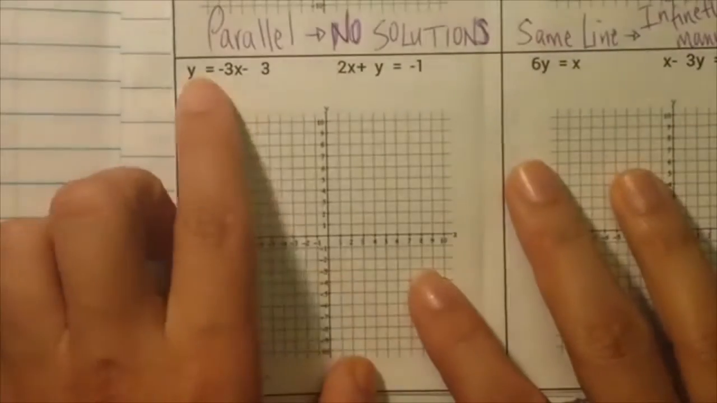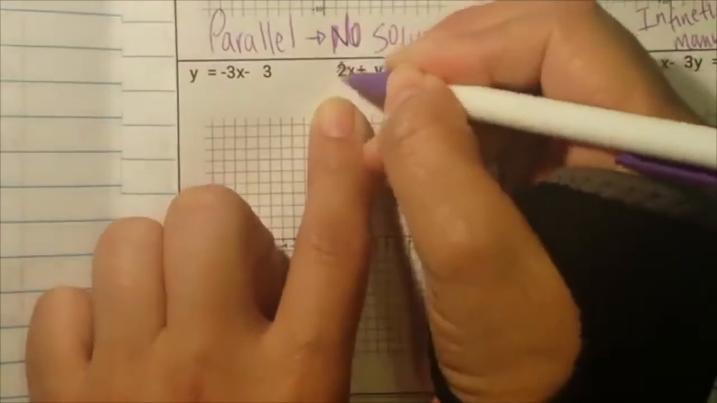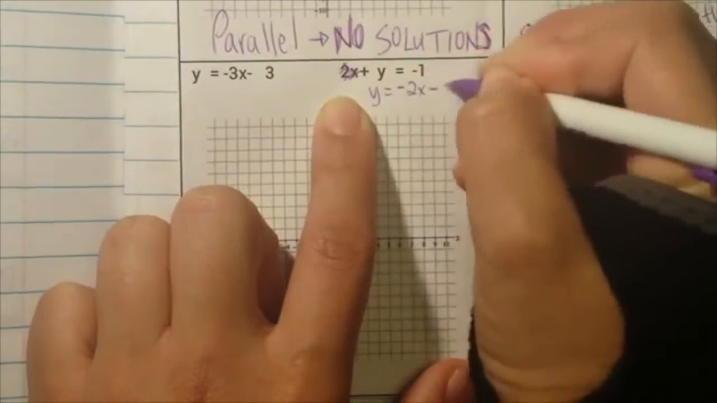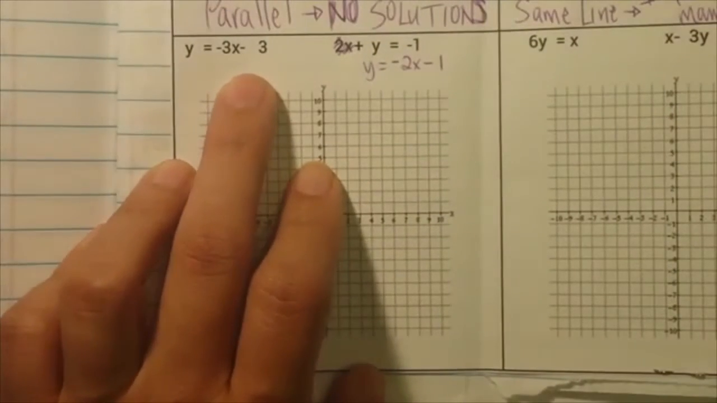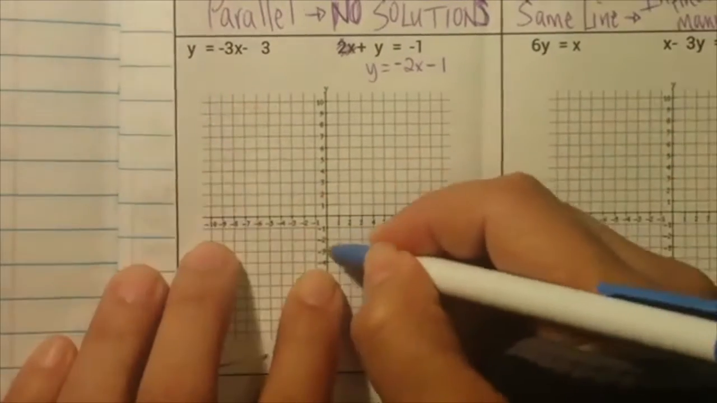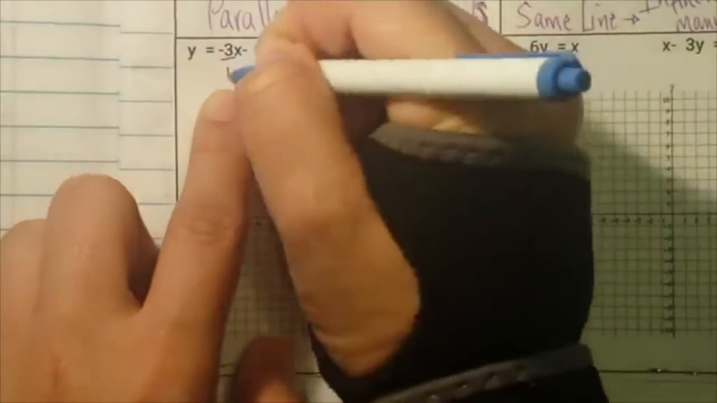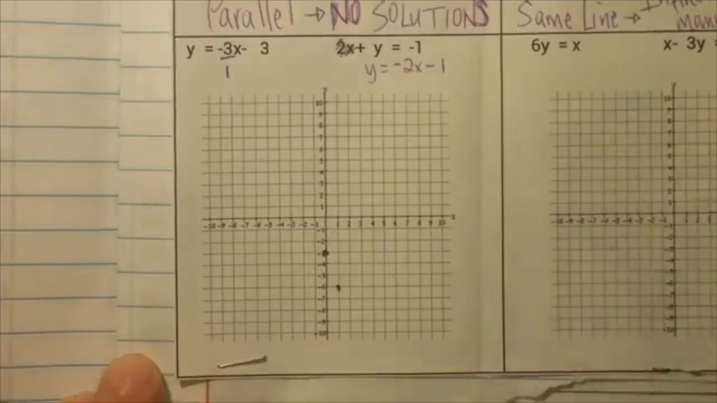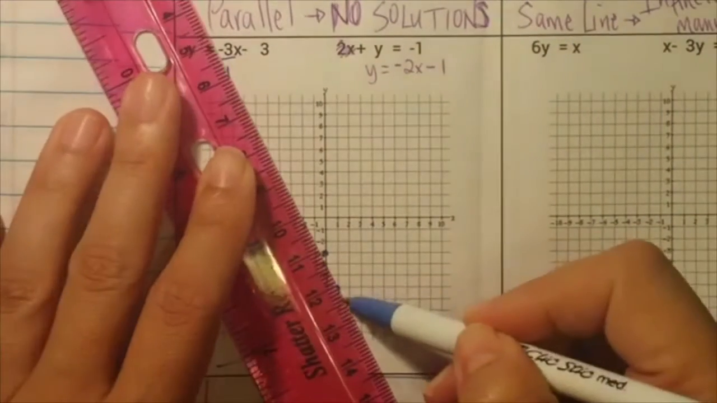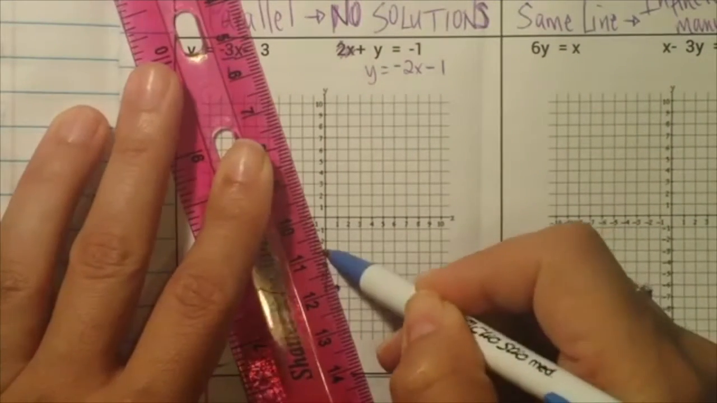Okay, another example. Same thing, get into y equals mx plus b form. That one is, this one isn't. Take the 2x to the side, becomes negative 2x. There's no dividing, so you're done. Graph both equations. We're going to start at negative 3. We're going to do rise over run. Go ahead and put a 1 under it. So going down 3, right 1. Take a ruler or your student ID card, draw a straight line.